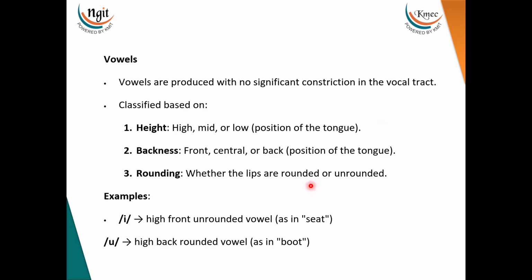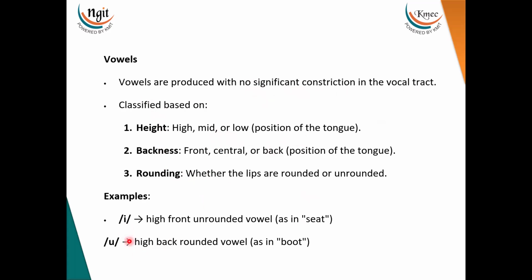So then we talk about vowels. Vowels are produced with no significant constriction in the vocal tract, and the classifications are based on height, backness, and rounding. Height is high, mid, or low, that is the position of the tongue. Then second is backness. Backness is front, central, or back, that is the position of the tongue again. And rounding is whether the lips are rounded or unrounded.